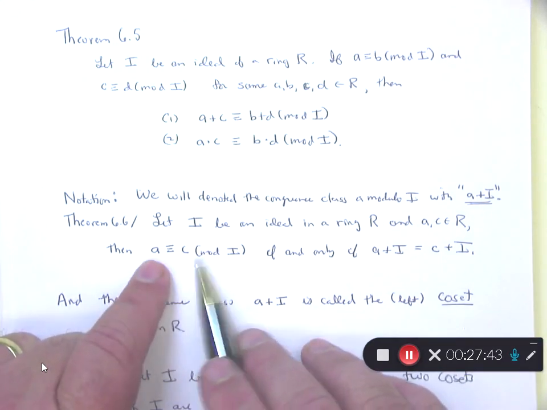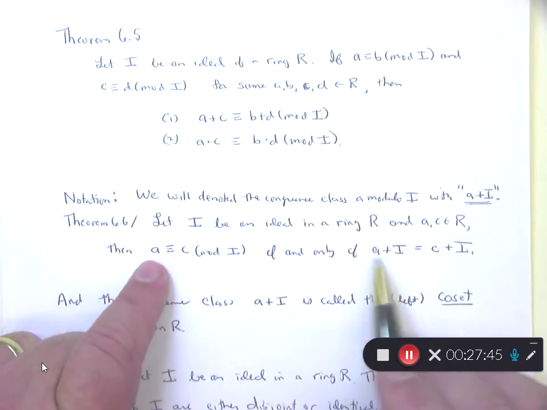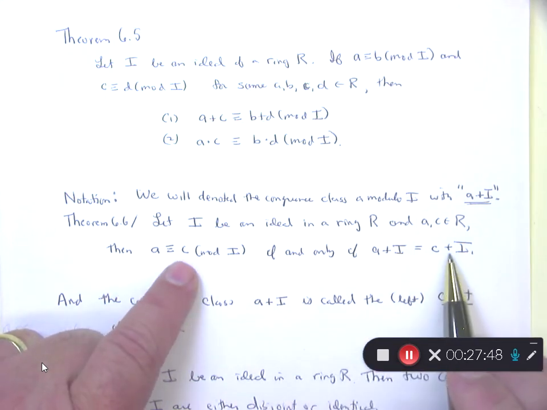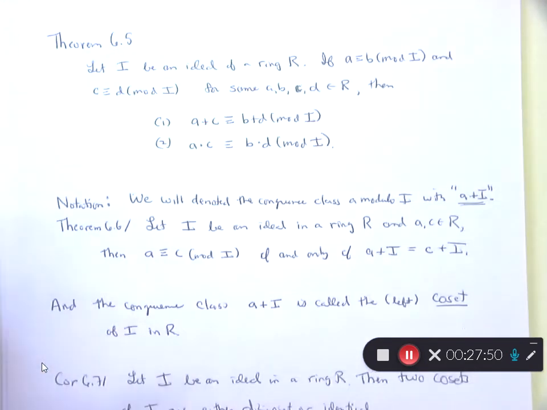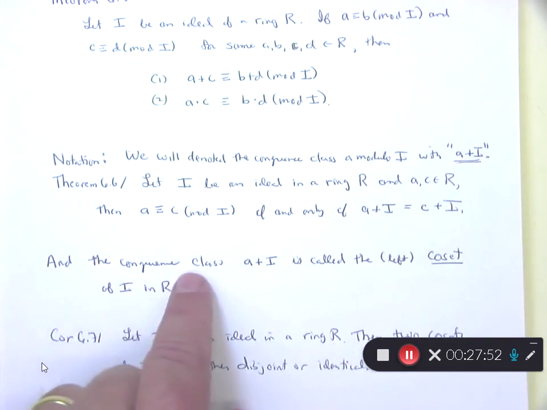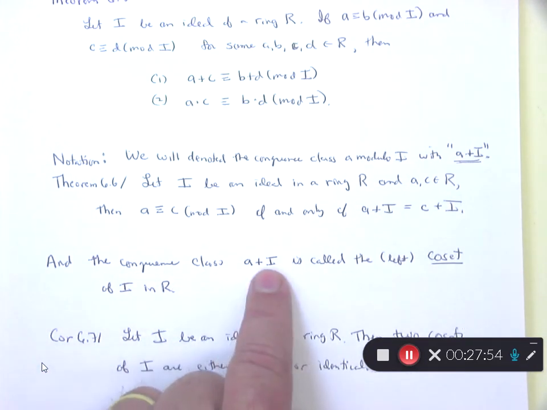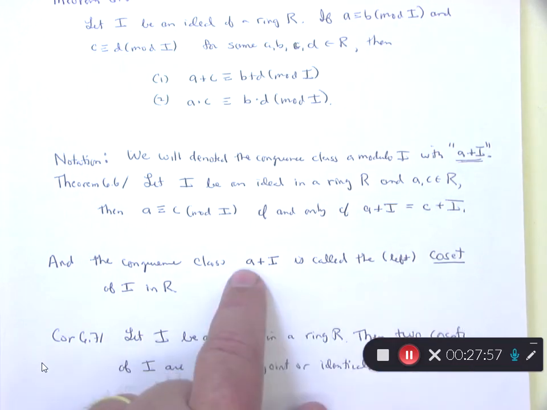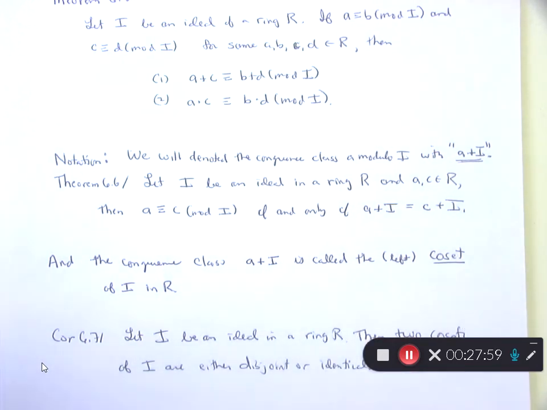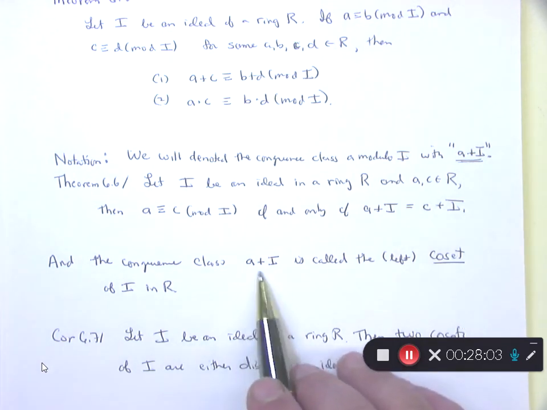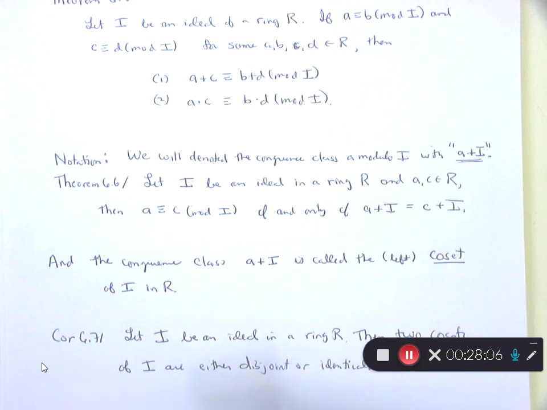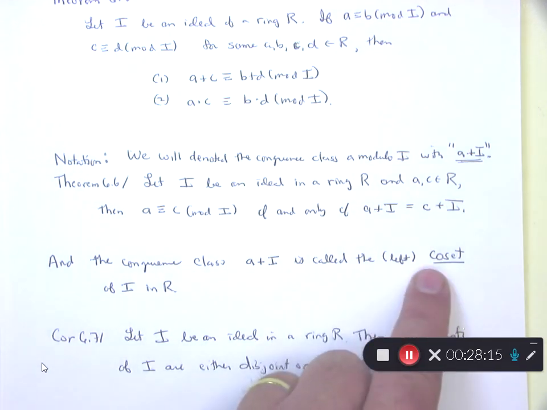If a is congruent to c mod I, then the a plus I notation will be equal to the c plus I notation. And the congruence class a plus I is called the coset, and because we put the a on the left side, it will be called a left coset. There is something we can talk about. A right coset would be I plus a. But when it comes to rings, because addition is commutative regardless of the type of ring you have, we don't typically talk about left or right cosets. We just talk about a coset.